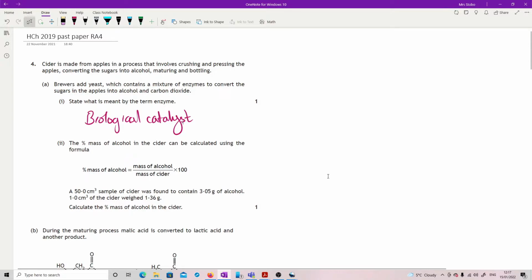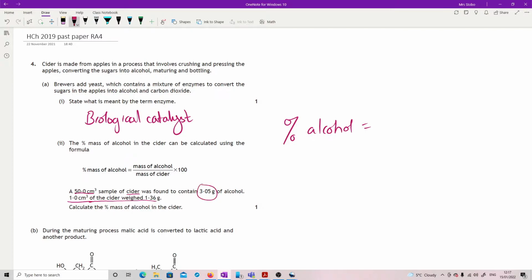The percentage mass of alcohol in the cider can be calculated using the formula given. A 50 centimetre cubed sample of cider was found to contain 3.05 grams of alcohol. 1 centimetre cubed of the cider weighed 1.36 grams. Calculate the mass of alcohol in the cider. Right, now the only thing that is tricky about this one is the fact that they tell you it's a 50 centimetre cubed sample of the cider, and a 1 centimetre cubed, what that weighs. So the mass of alcohol from the sample is actually 1/50th of that.